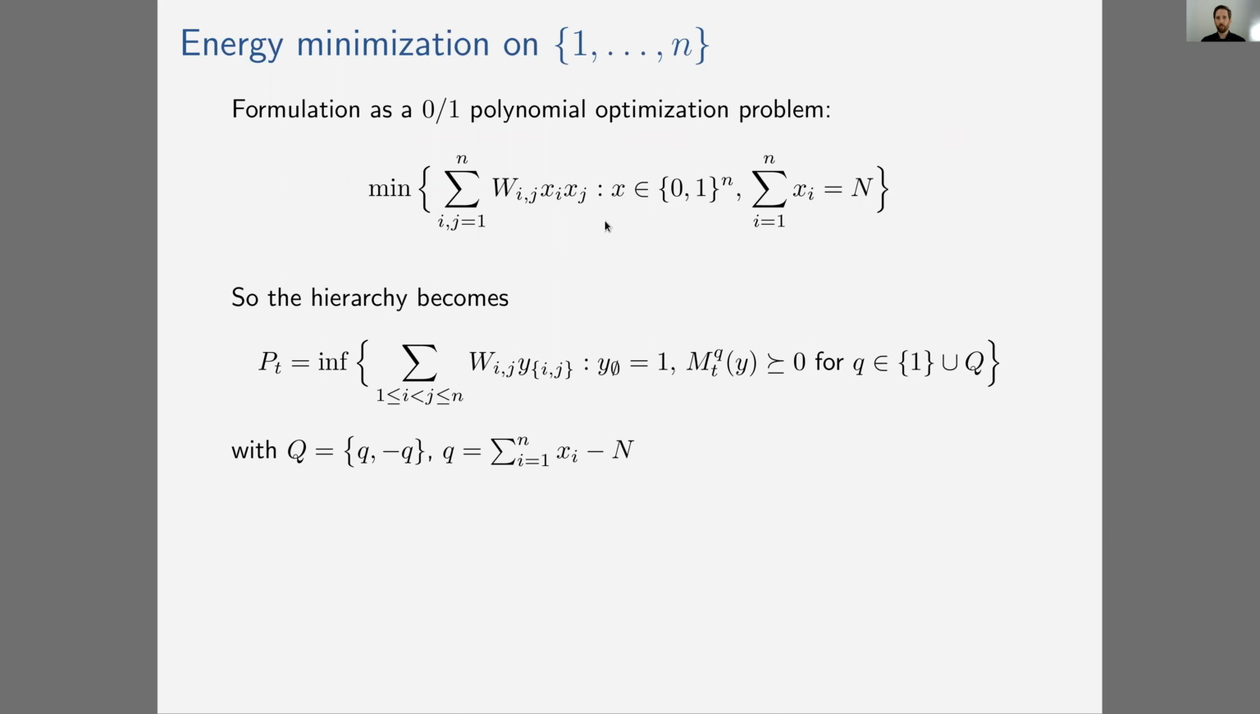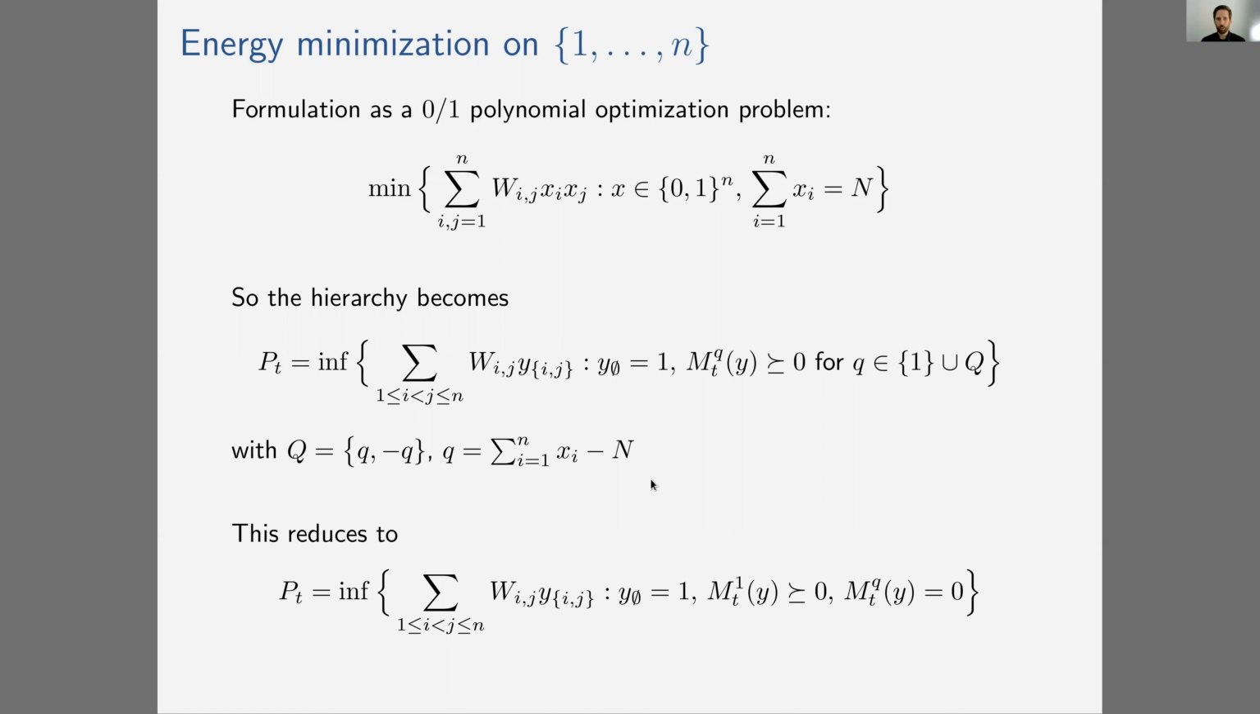Okay, so here we have a quadratic objective. That means that the objective in the hierarchy is going to sum the vector y over subscripts of cardinality 2. And then we have the normalization condition and the localizing constraints. Here the set q is just the two polynomials q and minus q, where q is this constraint setting the number of particles equal to capital N.